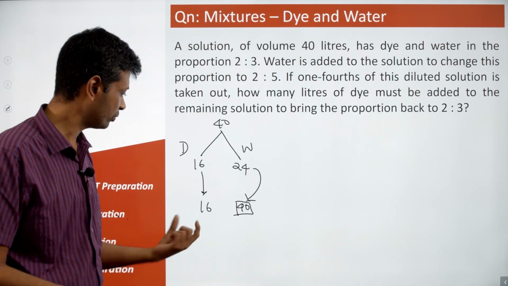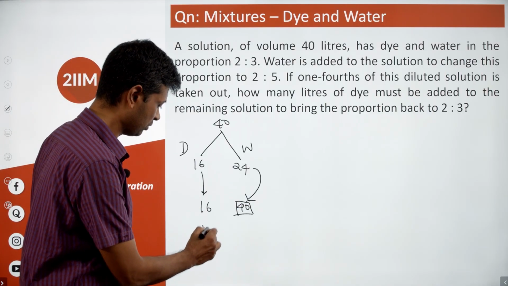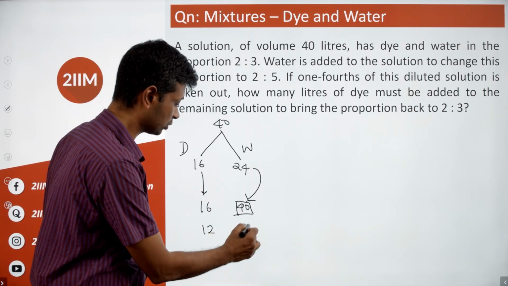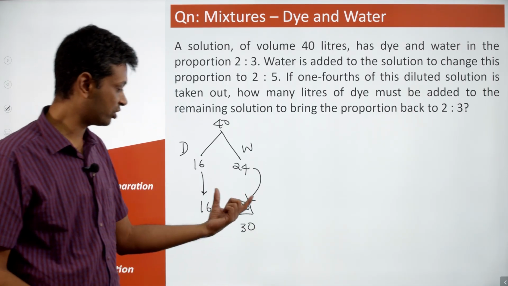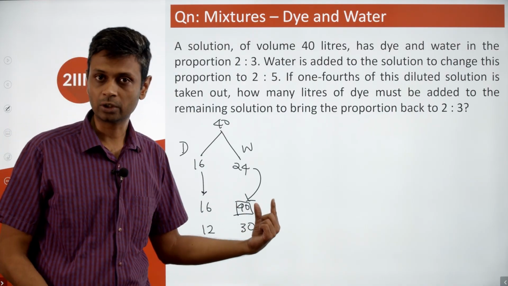Lovely. If 1/4 of this diluted solution is taken out, 1/4 of the overall solution is taken out. That means 1/4 of this will get taken out, 1/4 of this will get taken out. 1/4 of 40 is 10. 1/4 of 16 is 4. That gets taken out. So we have 60, 12 and 30 now.